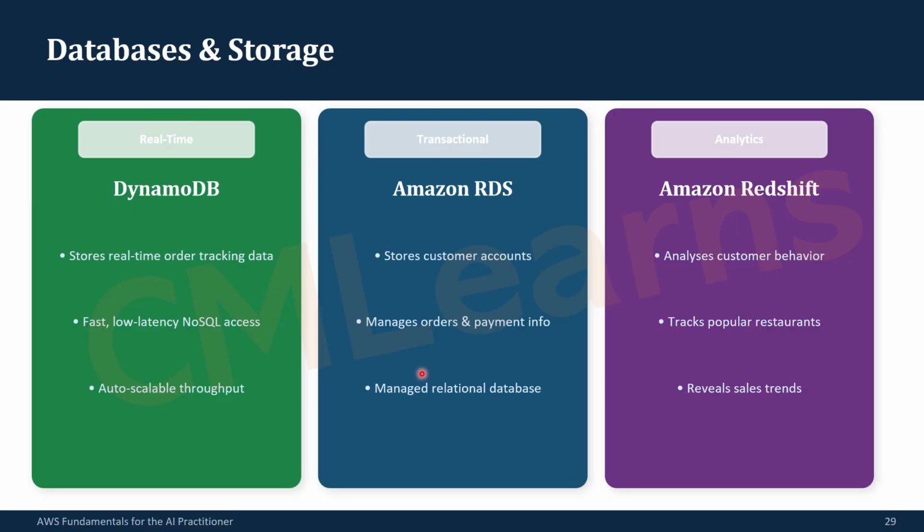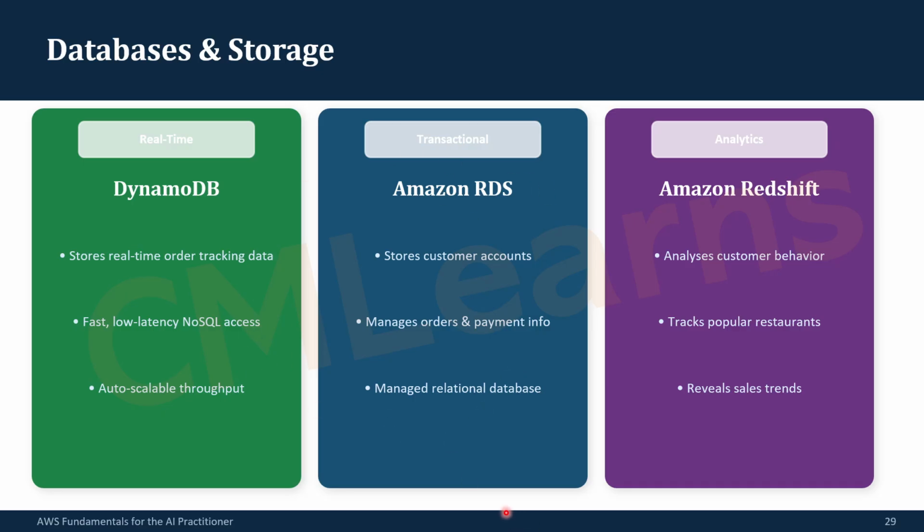This is real time, this is transactional, and this is analytics. Real time is DynamoDB. We are very familiar with databases, and it stores real-time order tracking data, and it is fast, low latency, NoSQL, with auto-scalable throughput. But in the case of transactional, Amazon RDS stores customer accounts and manages orders and payments. These are the more important transactional order and payment information, so we need relational databases.